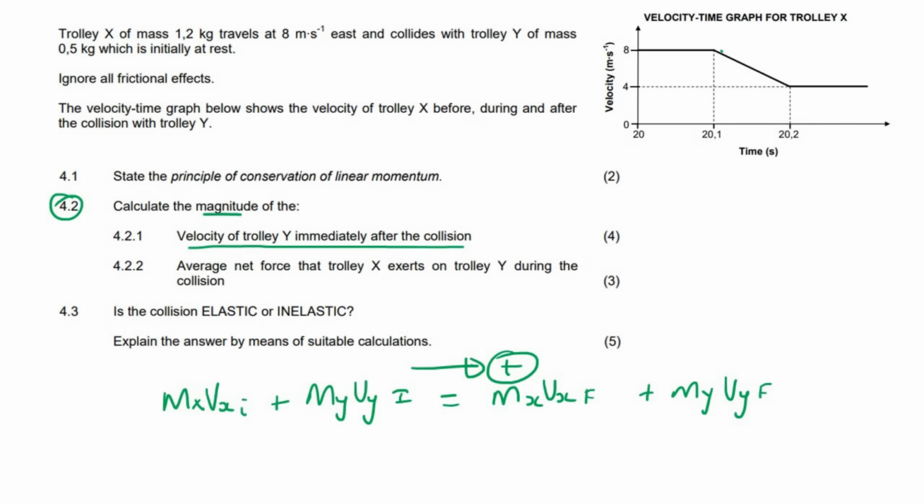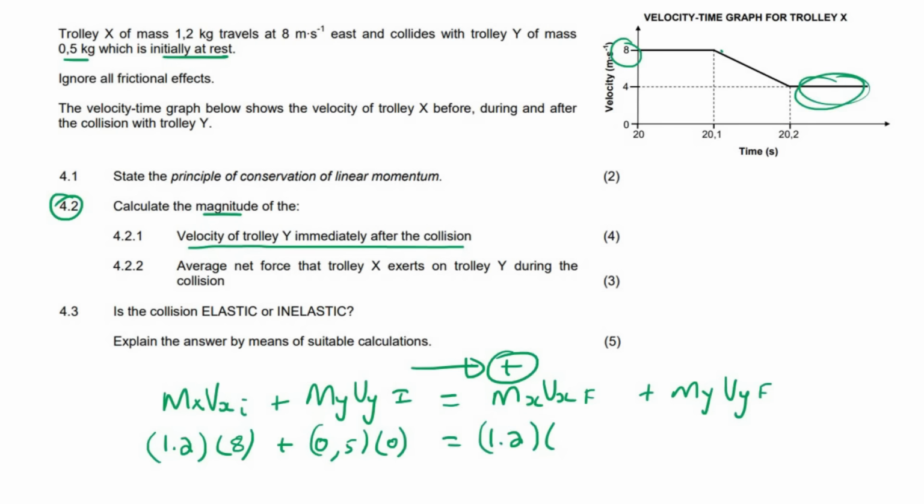Okay, so the x mass is 1.2. It's a very easy formula, this. What is velocity x before the crash? Well, that was 8. And it's a positive 8 because they said it was east, and we chose east as positive. Now, the mass of trolley Y, 0.5. They said it was originally at rest, so that'll be a 0. Now, x, the mass doesn't change. What is the velocity of x after the crash?